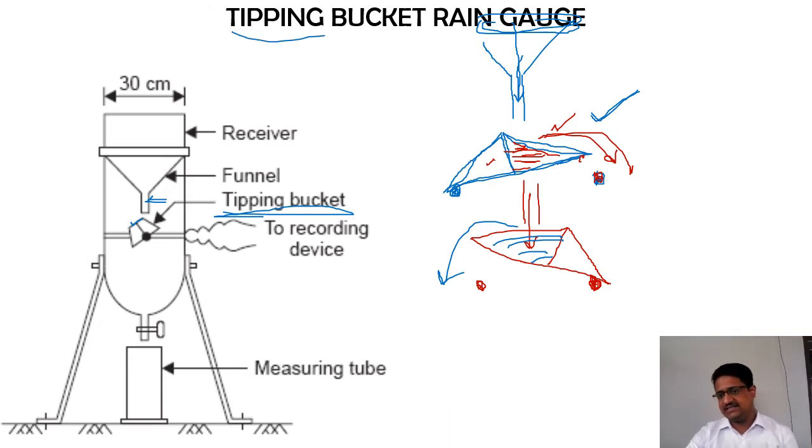So whenever the rainfall occurs continuously, one side usually gets filled up first, and then once it fills up, it is going to tip on one side, then the other side will come in front, so something like this. So that time that is going to get filled up, and once it is filled up again, it will tip back to the original position. So like this, basically it is going to have this tipping action from one side to the other side. It is going to tip continuously whenever the rainfall is occurring.